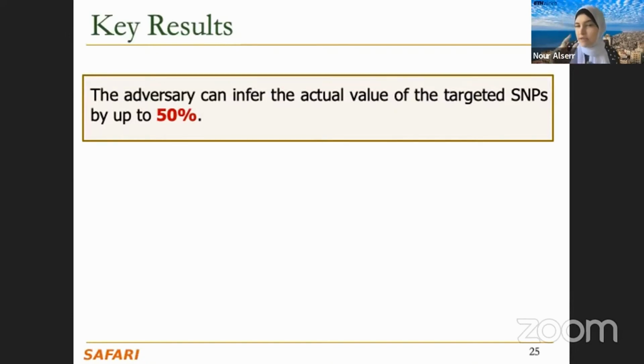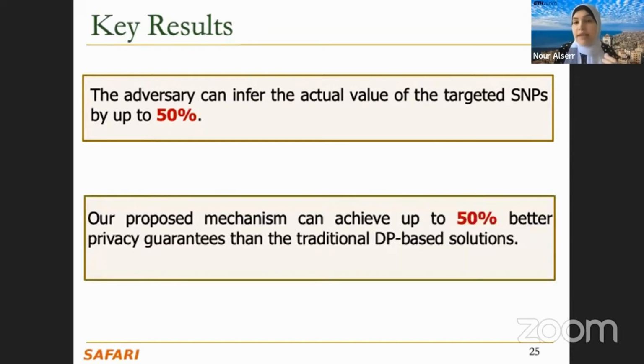Let's decrease that epsilon. So we did some experiments, and using the empirical results we have, we could find a mitigation mechanism to mitigate these inference attacks, as a countermeasure for these inference attacks. And using our mechanism, we can achieve up to 50% better privacy guarantees. For example, the traditional differential privacy can leak that much.